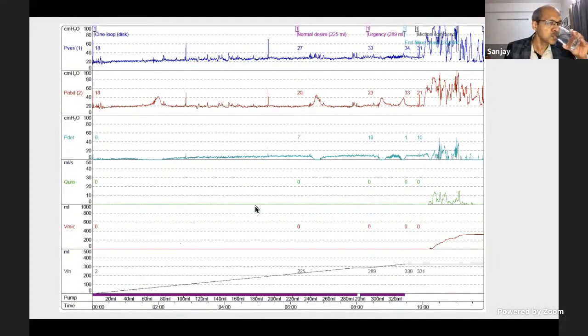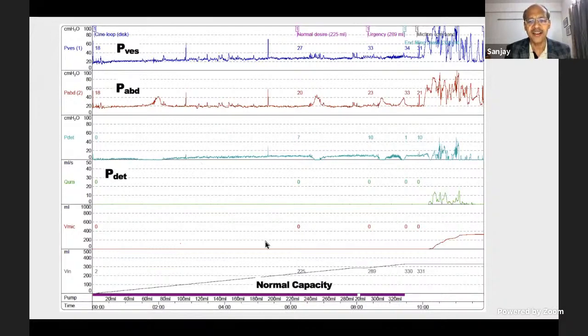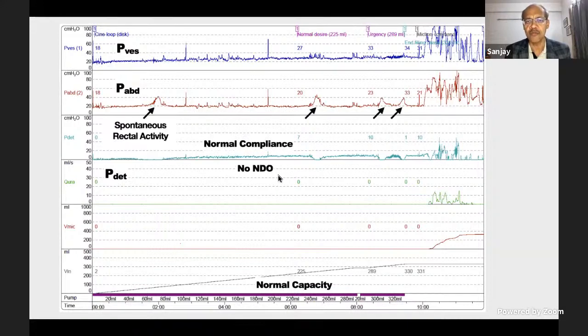Now, if you remember, we discussed very briefly that storage pressures are important. So we know that storage pressures and voiding pressures are both important for the upper tract. And in this particular patient, it appears that the storage pressure is good. So again, look at the PDET line. The storage pressure looks low. That's PDET. The patient has a normal capacity, normal compliance, no neurogenic detrusor overactivity.